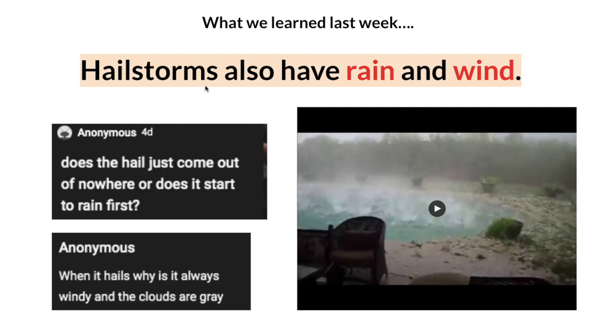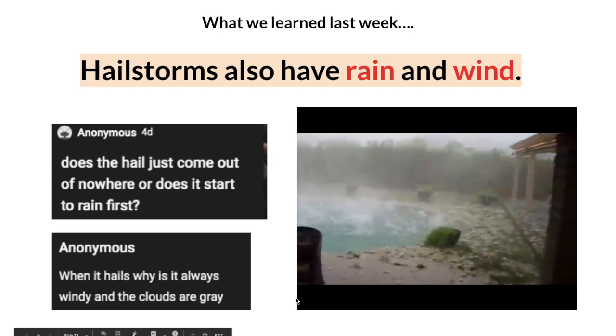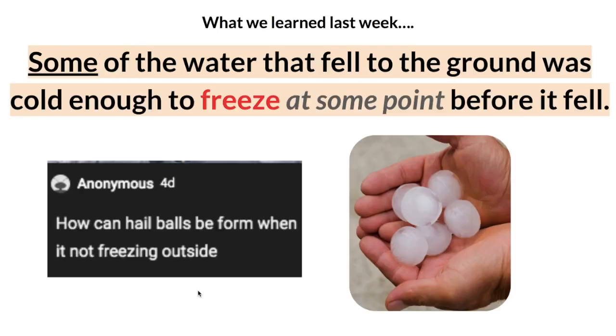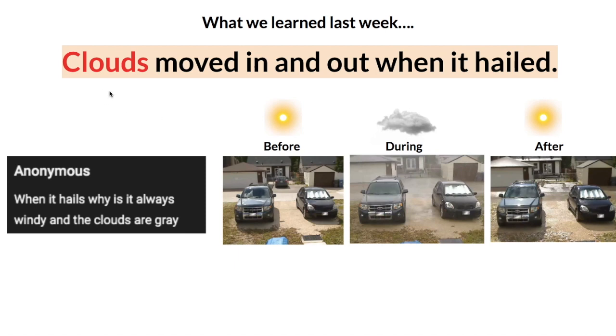We learned that hailstorms also have rain and wind. Look at that wind. We also learned that some of the water that fell to the ground was cold enough to freeze at some point before it fell. And someone asked, how can it be hailing when it's not freezing outside? We also learned that clouds move in and out when it hails.